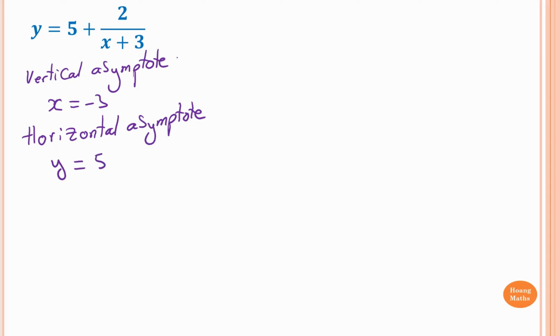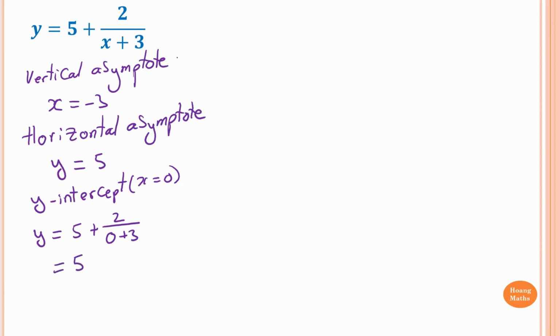Then we can find x and y intercepts now. To find y-intercept, that means when x is 0. So when x is 0, y is equal to 5 plus 2 over 0 plus 3. This is 2 over 3. So that is y is equal to 5 and 2 over 3.